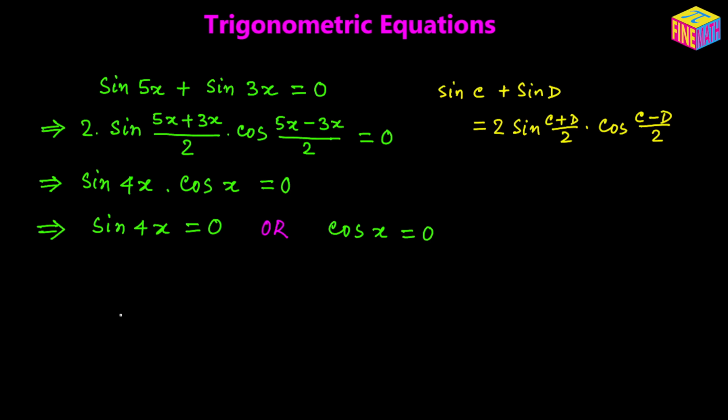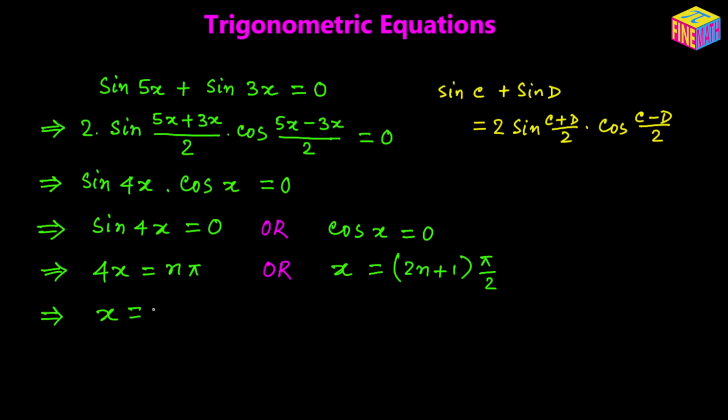We know that when sine of an angle is equal to 0, then that angle is equal to n times pi. So here we can say that 4x equals n times pi. N is an integer, of course. And from the other one, when cosine of an angle is equal to 0, we know that the angle is an odd multiple of pi over 2. So that can be written as (2n plus 1) times pi over 2. And from the first one, if we divide both sides by 4, we get x equals n times pi over 4. And from the second one, we have already gotten the solution where x equals (2n plus 1) times pi over 2.